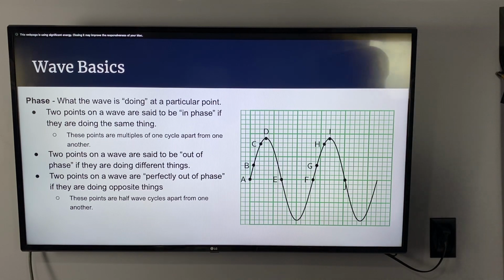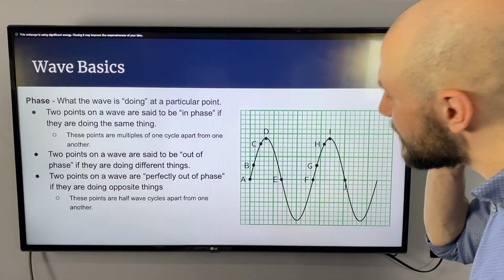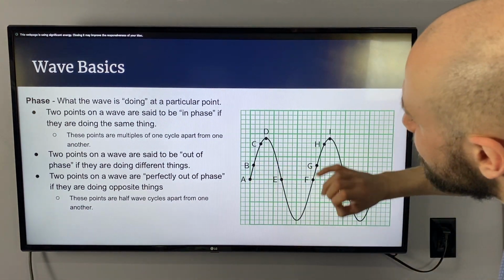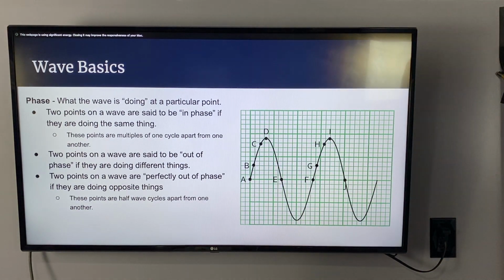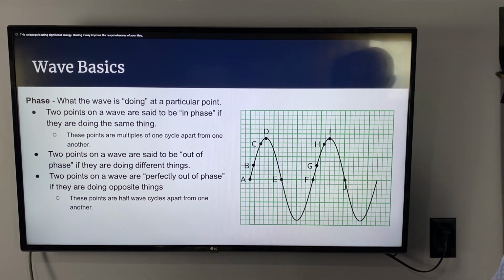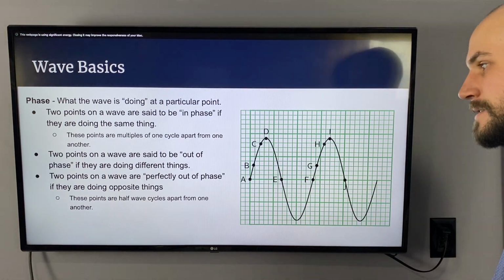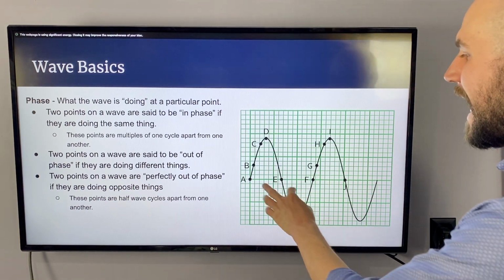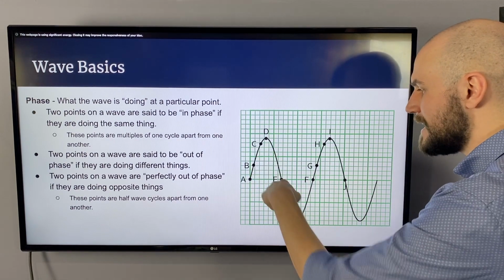All right, 2 points in a wave are out of phase if they're doing different things. A and B are out of phase. Yes, they're both heading upwards, but they're not quite in the same location, and they're not doing the same thing at that point. C and D are out of phase. E and F are out of phase. But there are also points which we call perfectly out of phase, which means they're doing opposite things at these points. A and E are perfectly out of phase because A is heading up, E is heading down.